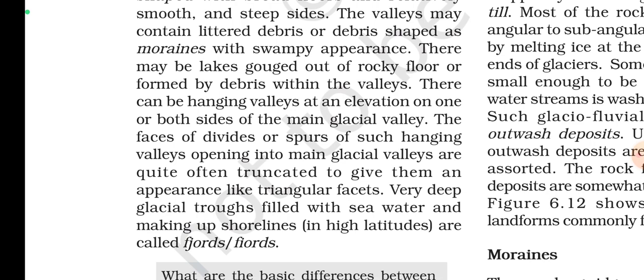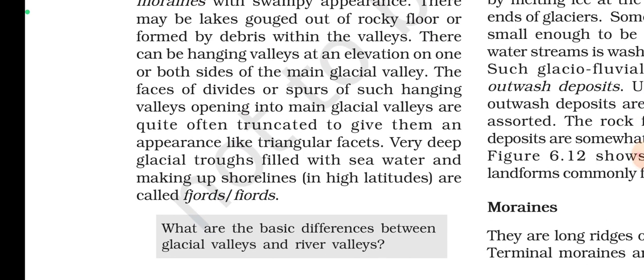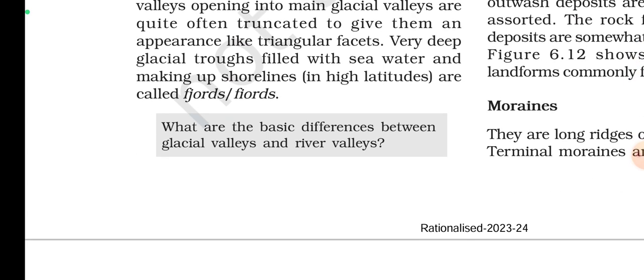There can be hanging valleys at an elevation on one or both sides of the main glacial valley. The faces of divides or spurs of such hanging valleys opening into main glacial valleys are quite often truncated to give them an appearance like triangular facets. Very deep glacial troughs filled with seawater and making up shorelines in high latitudes are called fjords. What are the basic differences between glacial valleys and river valleys?